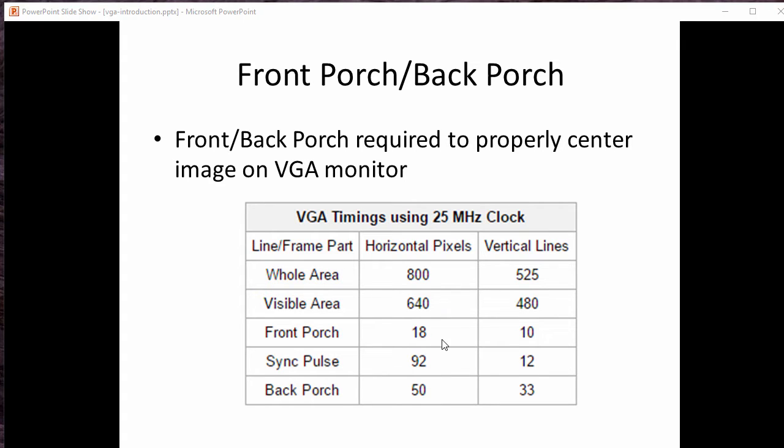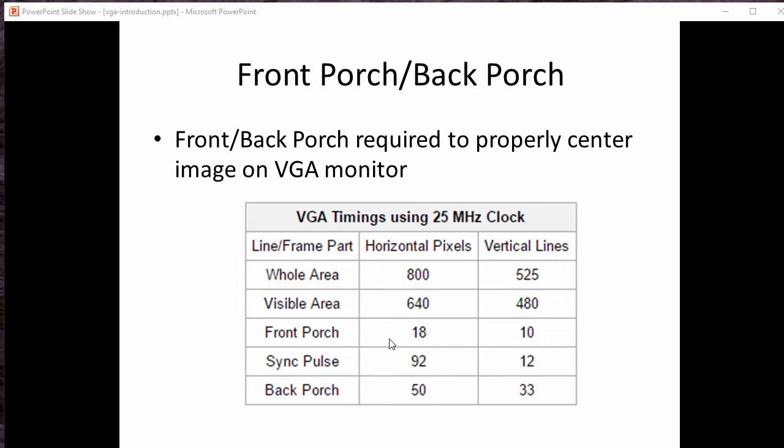I do just want to point out some math behind this front porch, sync pulse, and back porch stuff. Let's just look at the horizontal column for now. The whole area is 800 pixels. The visible area is 640 pixels, so if you do 800 minus 640, that leaves 160 pixels in the inactive area of the screen. If you add up 18 plus 92 plus 50, you get 160 pixels. So this is showing the entire time of the horizontal line as it's being drawn.